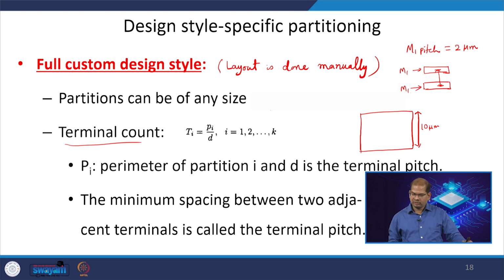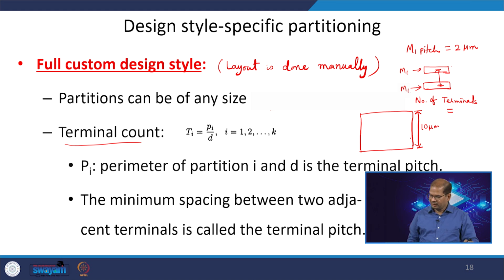Now how many pins can I put? Here the pitch is 2 micron, so for 10 micron I can put 5 pins. So, the number of terminals or pins, whatever, the same thing, is equal to how many terminals can be placed from here to here. That is 10 micrometer divided by 2 micrometer.